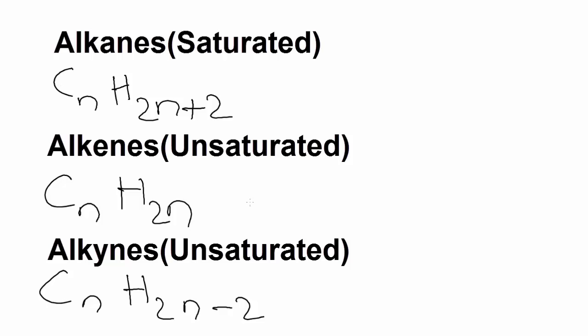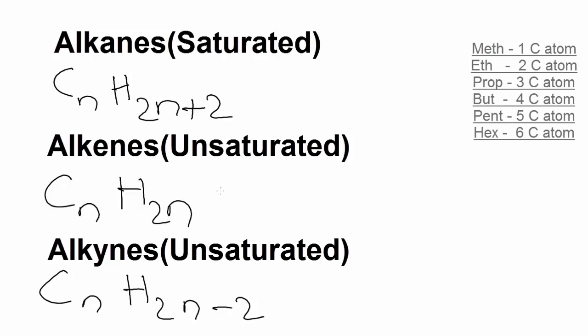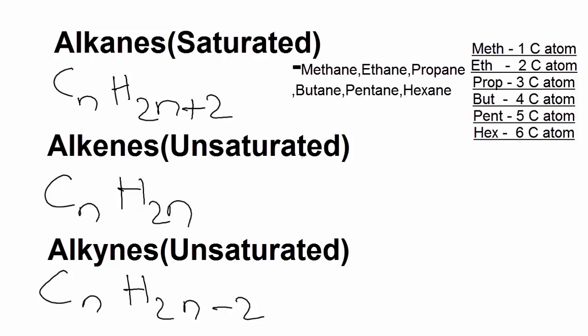Now let's go into some examples of alkanes. All 3 of these groups have common prefixes: meth, eth, prop, but, pent and hex. Now for alkanes, what do you think it'll be? Methane, ethane, propane.